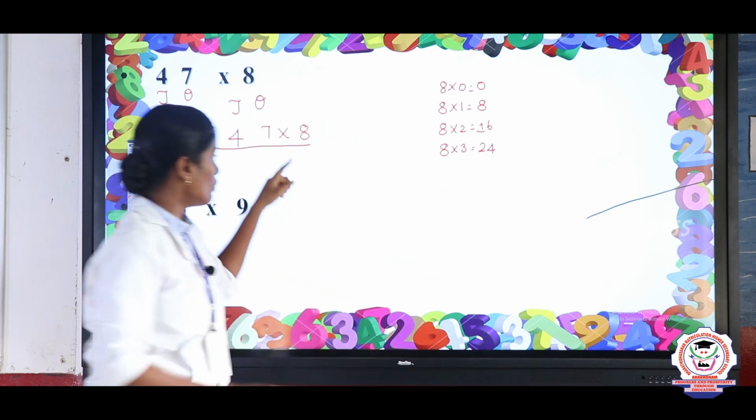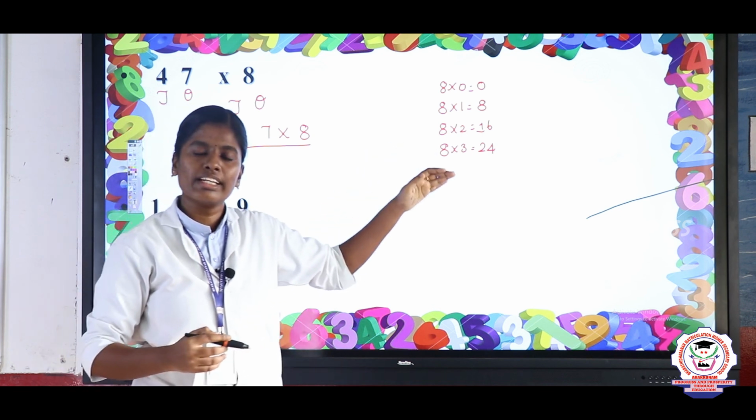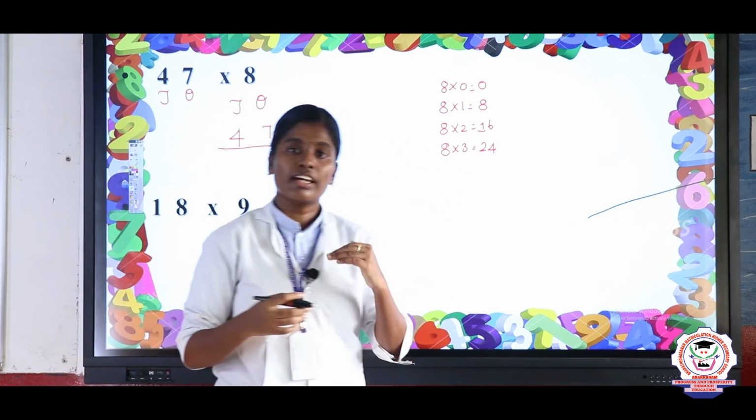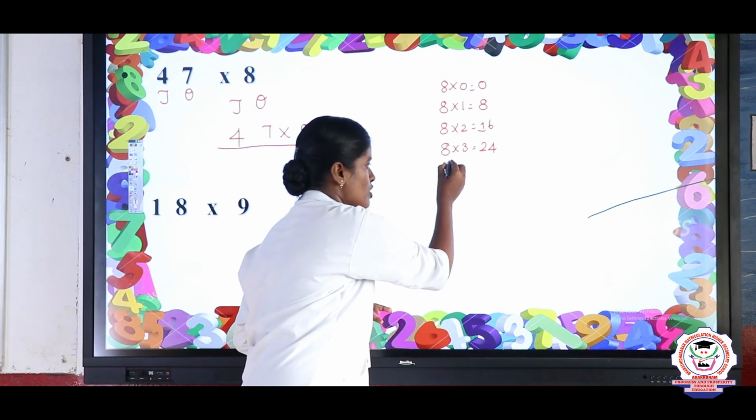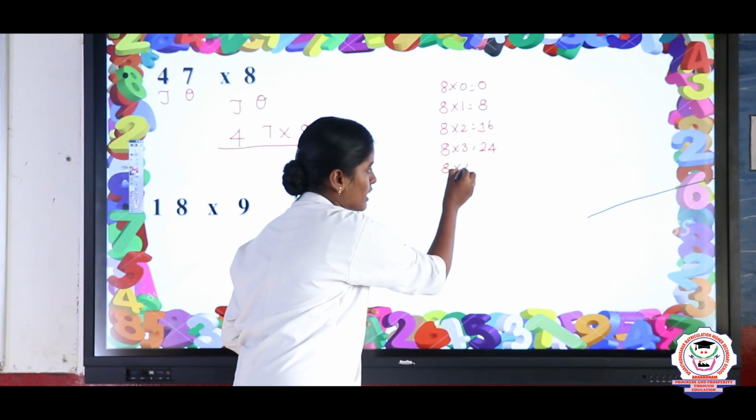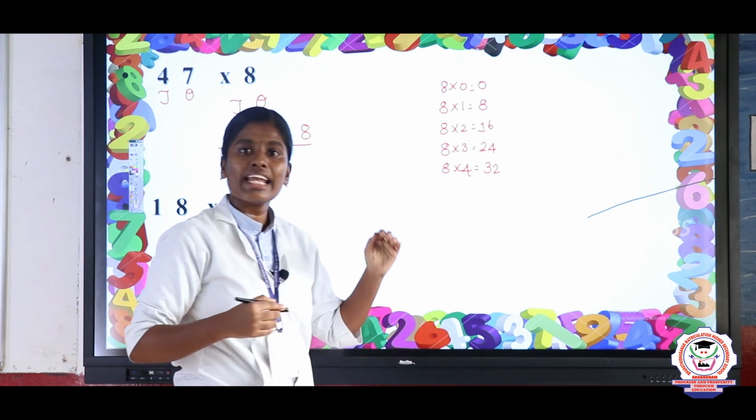So here we have 8 sevens are. So you should write the table up to 8 sevens are. The next one is 8 fours are. So write 8 fours are 32. The next number is 8 fives are.